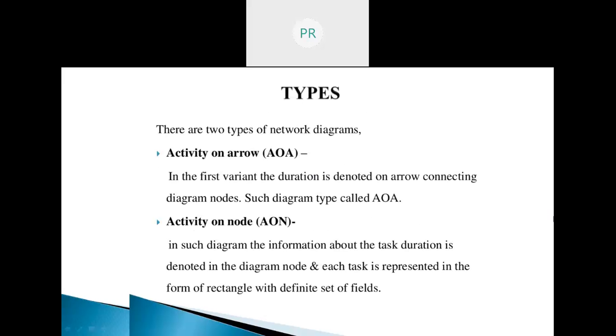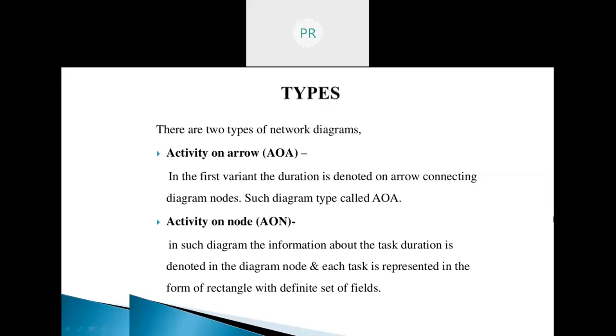Okay. So, talking about network diagrams, network diagrams are the preferred technique for showing activity sequencing. A network diagram is a schematic display of the logical relationships among, or sequencing of, project activities. There are two main formats of a network diagram. First is activity on arrow, AOA diagram, and the other one is activity on node, AON diagram. In the first variant, the duration is denoted on the arrow connecting diagram nodes. Such a diagram type is called an AOA diagram. In the second variant, the information about the task duration is denoted in the diagram node, and each task is represented in the form of a rectangle with a definite set of fields.